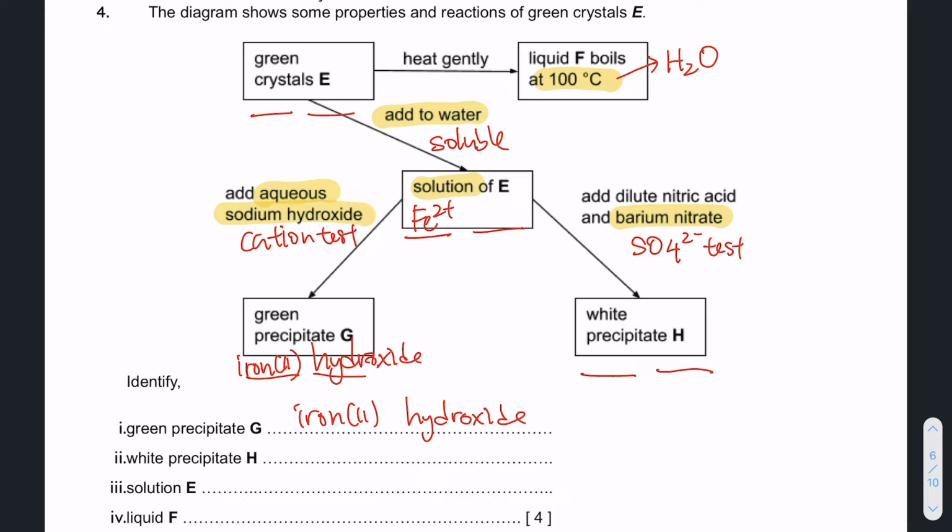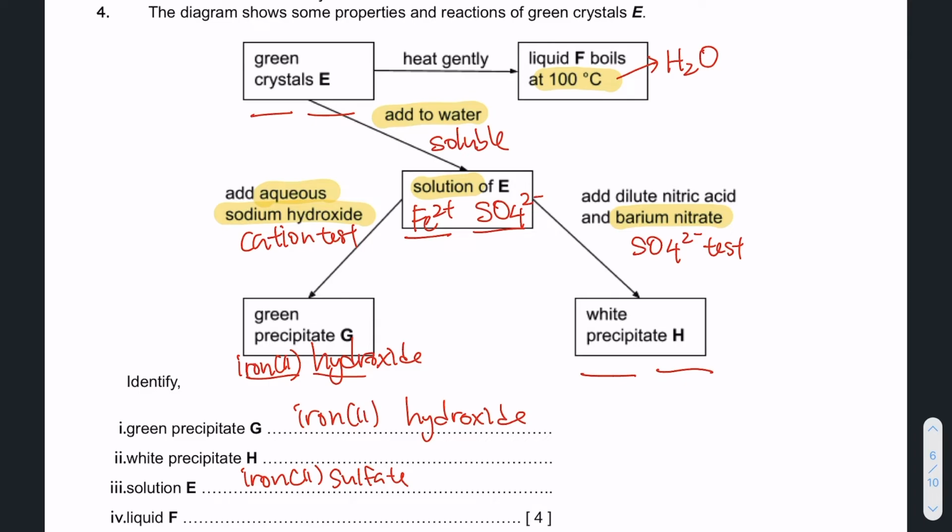Okay, next one. If you look at H, H is a white precipitate with the sulfate test. This is a positive test, and the positive test proves that what I'm testing, solution E, contains the sulfate ion. So I already know that solution E contains Fe2+ and has positive sulfate ion. So solution E is iron 2 sulfate. You see how again I have two parts to the name, right?